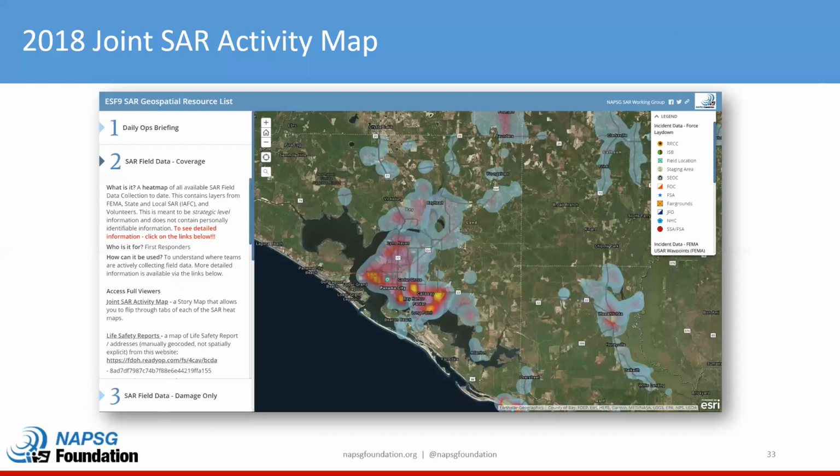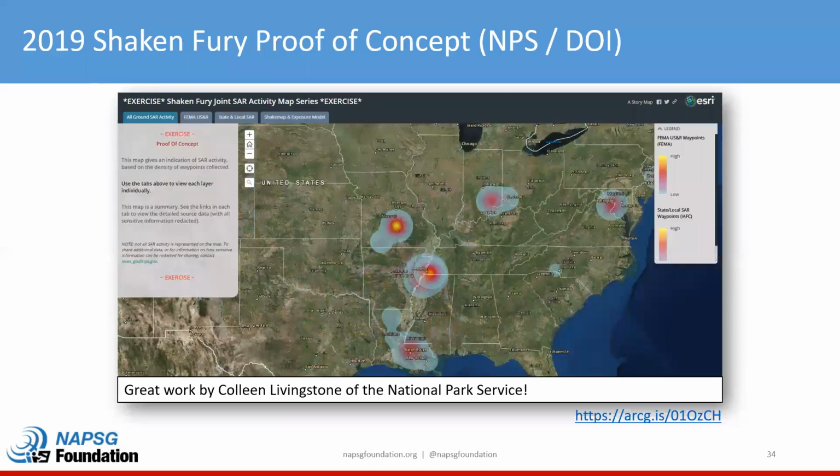This was done in almost, I would say, a volunteer effort. It wasn't planned. It was done based out of need and because we could. In 2019, we tested this again during the national exercise, Shaken Fury.